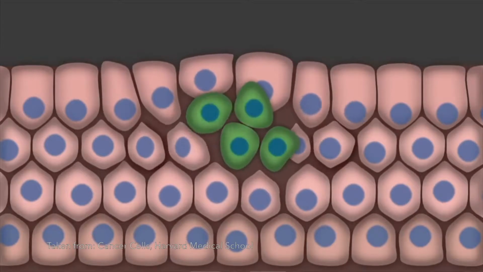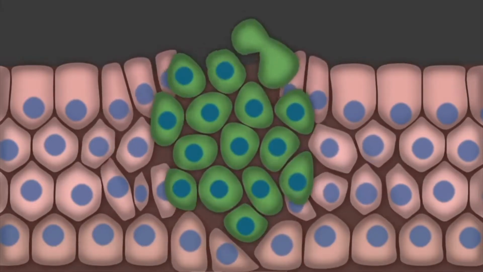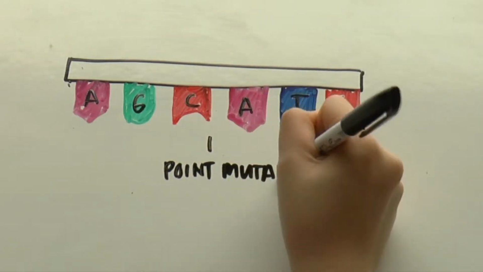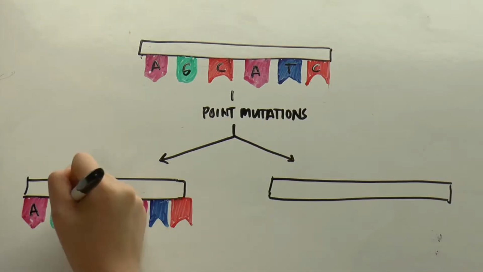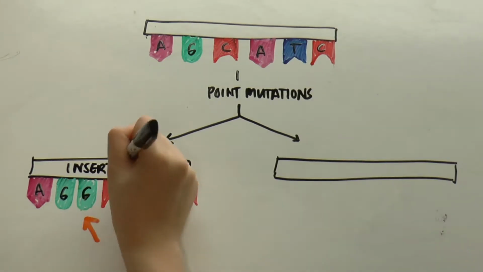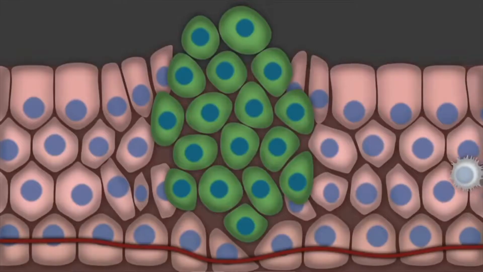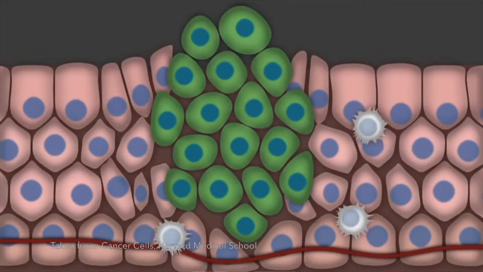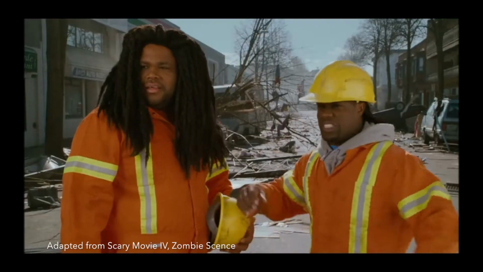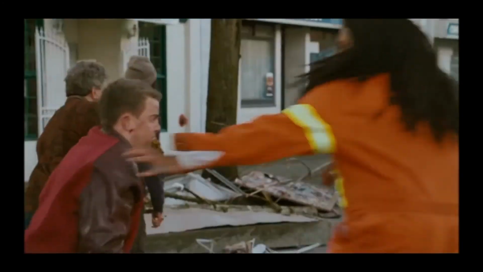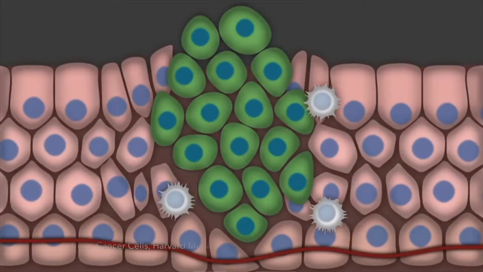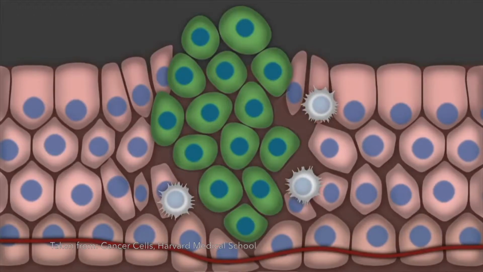Cancer cells, on the other hand, divide uncontrollably. This can be caused by point mutations in the gene. A couple of examples are insertion and deletion. Luckily, our immune system can recognize the cancer cells as abnormal and attack them. This may kill some of them, but not get rid of all of them.